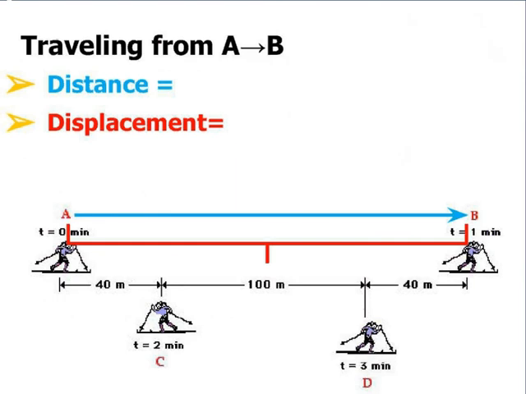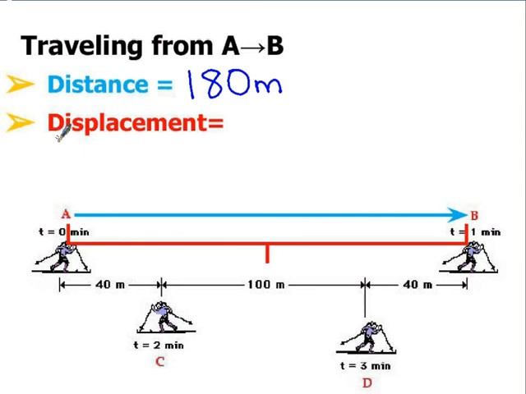So you're a skier, and you're just going to travel from A to B. Let's look at our distance to start off with. Well, if I'm going from A to B, I'm going 40 plus 100 plus another 40. So that means I'm traveling a total distance of 180 meters. Where did I get that from? 40 plus 100 plus 40.